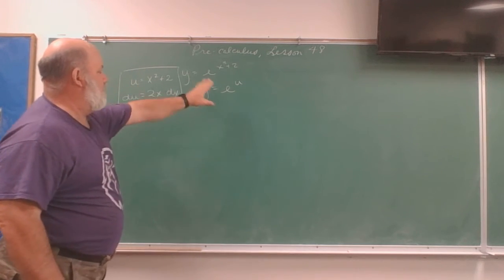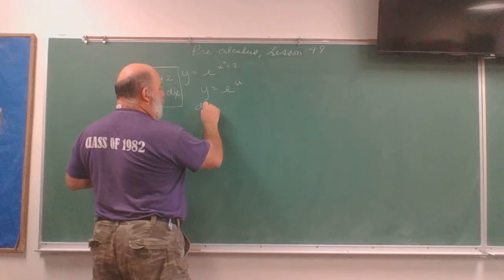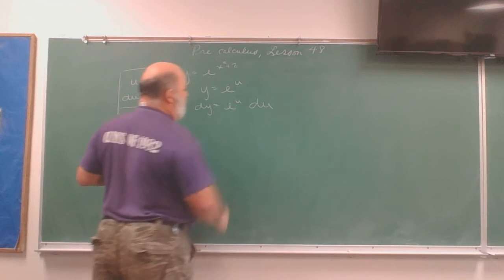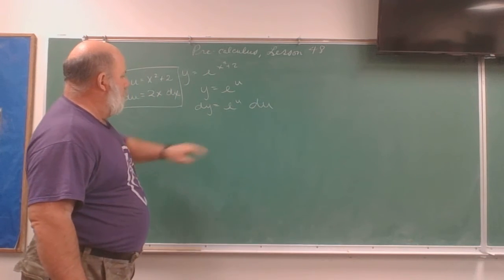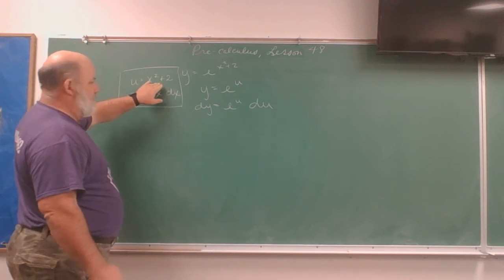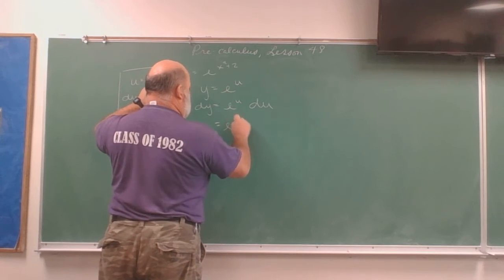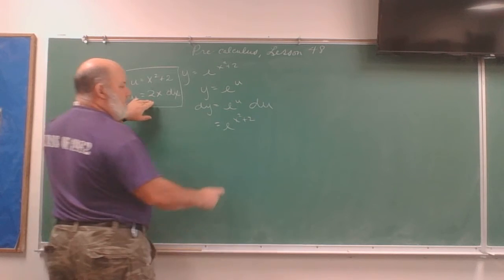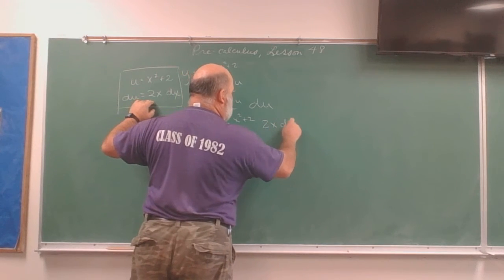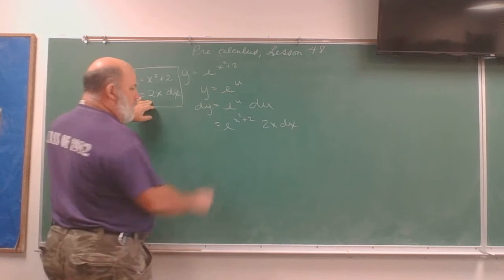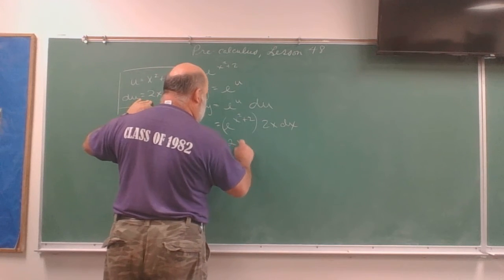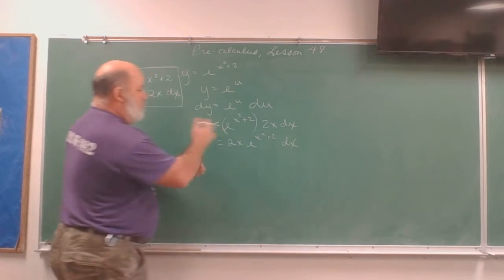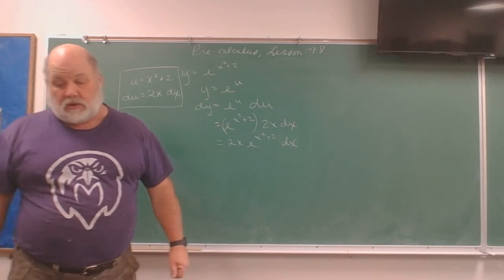There's the information we need to solve this. dy will equal e to the u times du. Well, what is e to the u? e to the u is e to the x squared plus 2. What is du? du is 2x dx. So my final answer becomes 2x e to the x squared plus 2 dx when they rearrange all these terms.